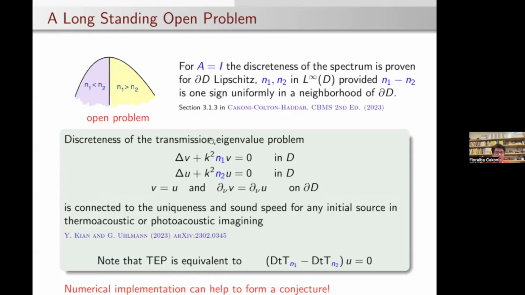Okay, so why is this important? This is important because in this paper, a beautiful connection is made between the discreteness of the spectrum of this problem and a big uniqueness theorem for the sound speed in photoacoustic imaging. So if it's possible to find necessary conditions under which the discreteness of this transmission eigenvalue problem occurs, then you can translate it to a uniqueness question for the sound speed.